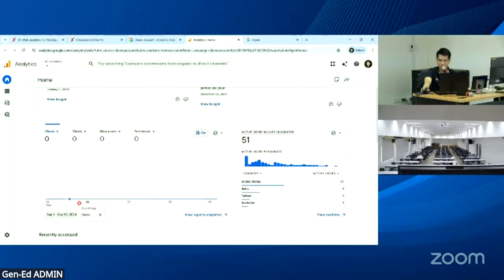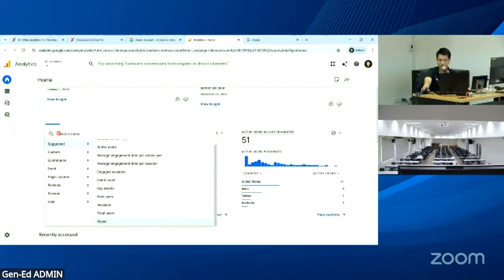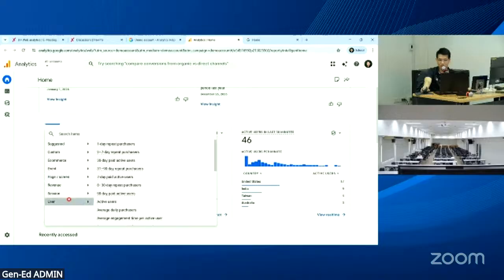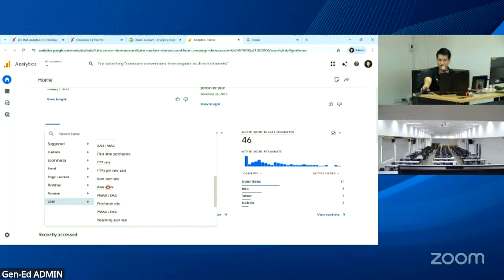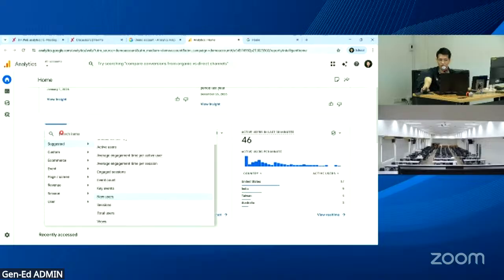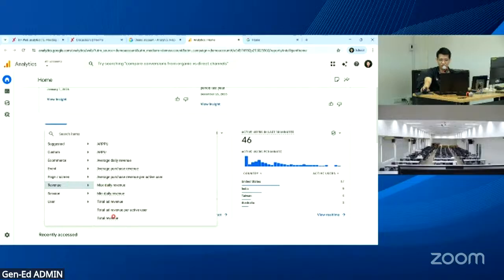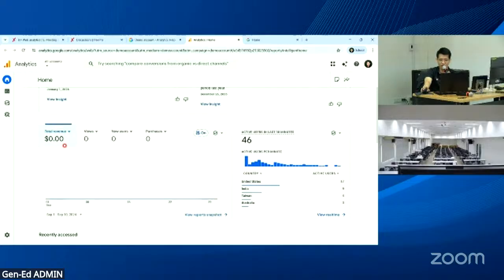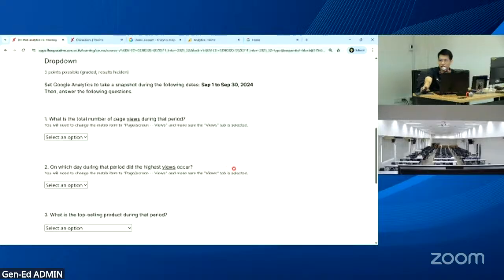So it shows 0 here. If it's not 0, you can check the total page views, or you can see the new users or the current users. If you want to see the number of new users, you can see that number. If you want to know the total revenue, you can check that. It shows 0 because this is outdated information. And so we have an alternative for you.